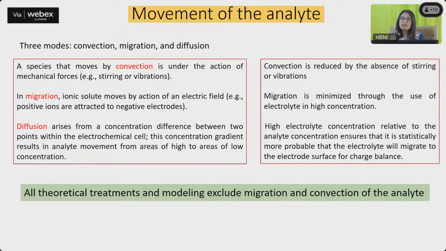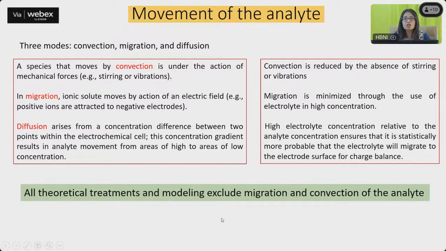The movement of the analyte also happens. It is not the electrolyte ions only moving. The analyte ion can also move, and if that moves, then there is going to be a problem. So what are the types of movement? It can be convection, migration, or diffusion. Generally convection you reduce by absence of any stirring or vibration. Migration is minimized through the use of electrolyte in high concentration, so you use a high electrolyte concentration relative to the analyte concentration.